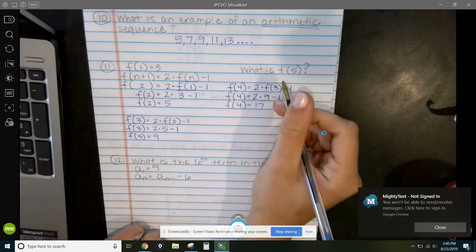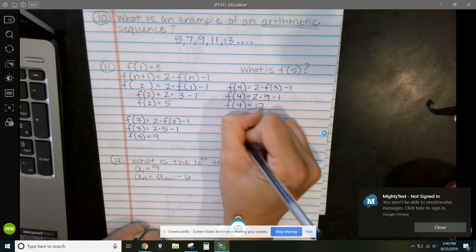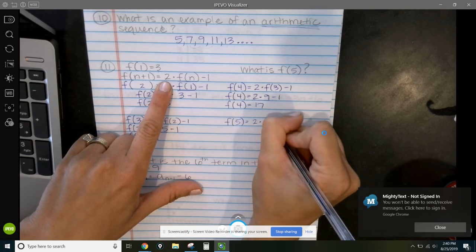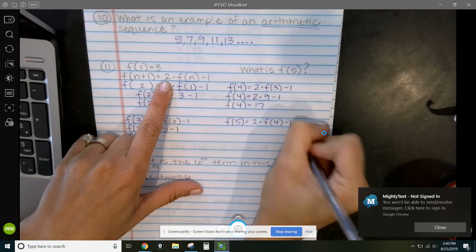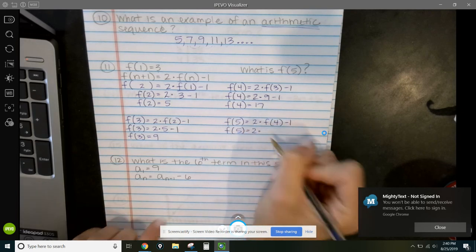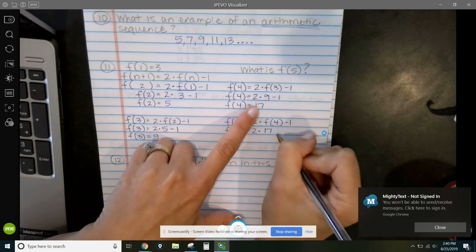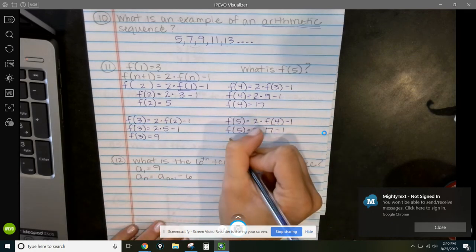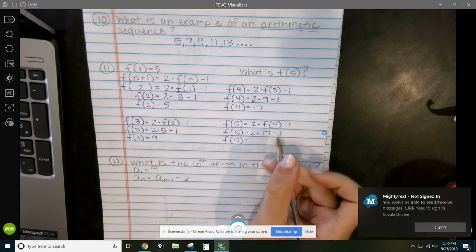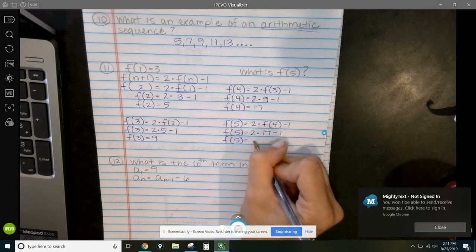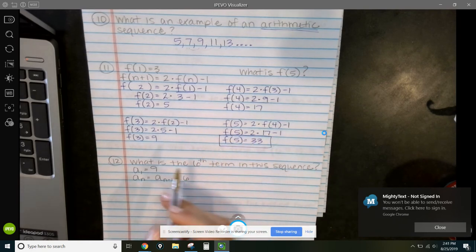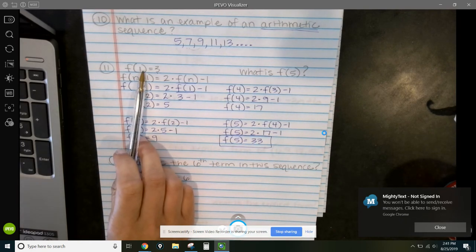Okay, I'm almost there. Now I can figure out f of 5. So f of 5, using the same formula, is 2 times f of 4 minus 1. So f of 5 equals 2 times, we know f of 4 was 17, minus 1. So f of 5 is going to equal 2 times 17 is 34. 34 minus 1 is 33. So there is my answer. That's a very difficult problem using that recursive formula.